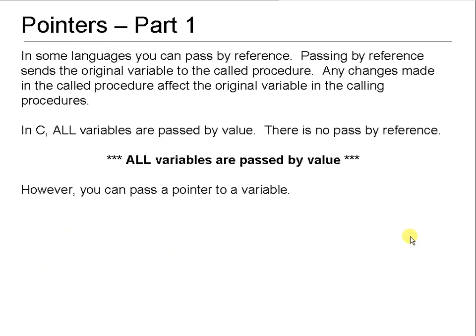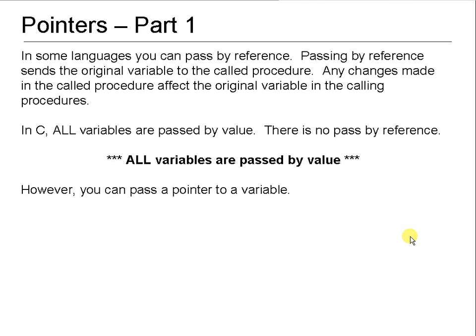In some programming languages, you can pass by reference. Passing by reference sends the original variable to the called procedure. Any changes made in the called procedure to that variable affect the original variable in the calling procedure. In C, all variables are passed by value. There is no pass by reference in C.